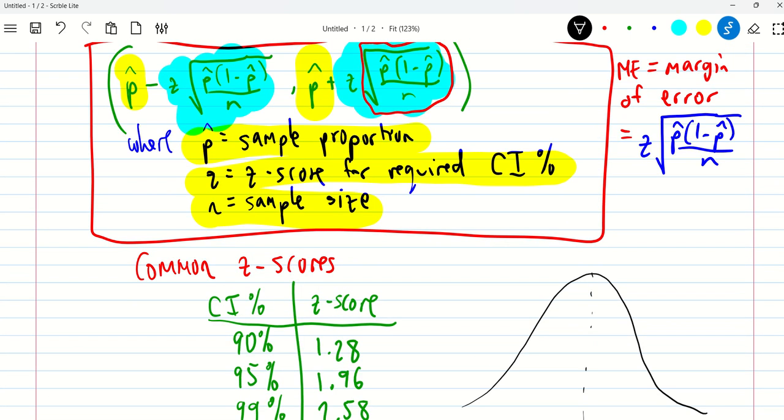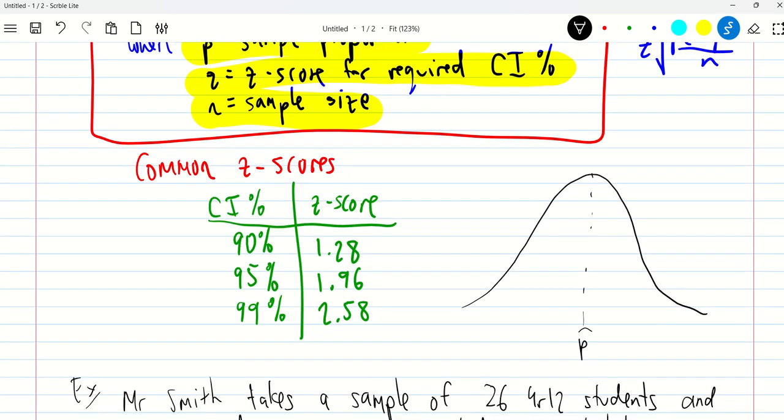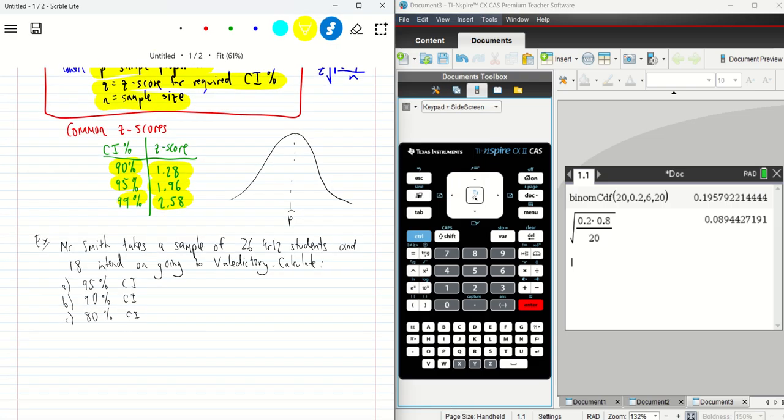Now, what are some of these Z scores? If you're asked to do a confidence interval of 90%, the Z you need to use is 1.28, for 95% it's 1.96, and for 99% it's 2.58. Where do those come from? Well, if you do an inverse normal, I'll just draw it on here first.